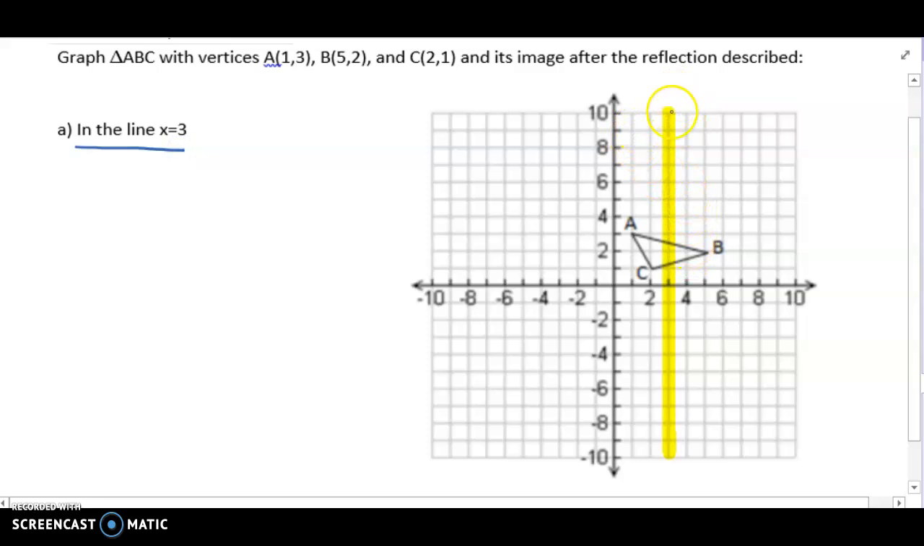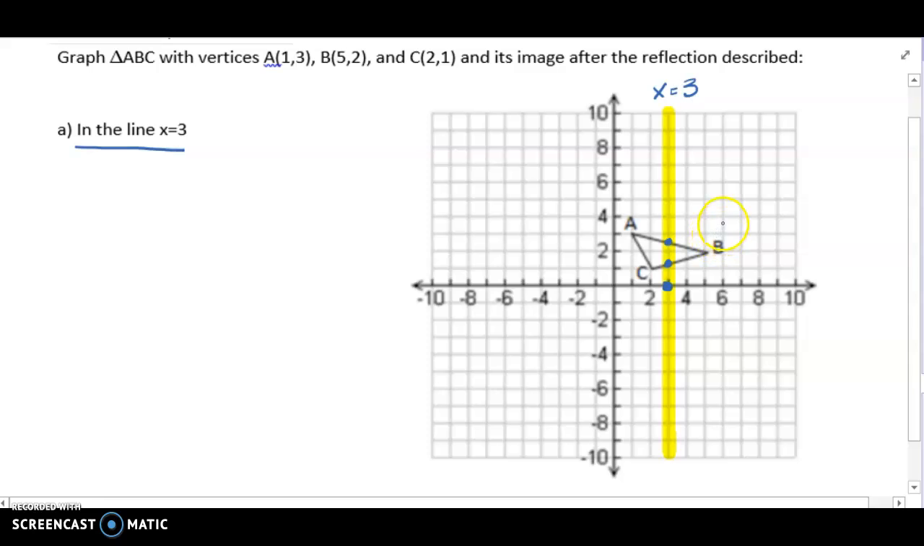Okay, so I've already drawn this yellow line here at x equals 3. So x equals 3, remember, is a straight vertical line. It's up and down, and it goes through the x-axis at 3. Okay, now what I need to do is I need to look at each one of these points, A, B, and C, individually. So if it's on the right side of the line, it's going to reflect over to the left. If it's on the left side of the line, it's going to reflect over to the right. And then any point on the line, like this one and this one, they're just going to stay put.